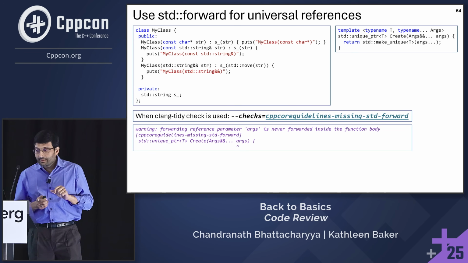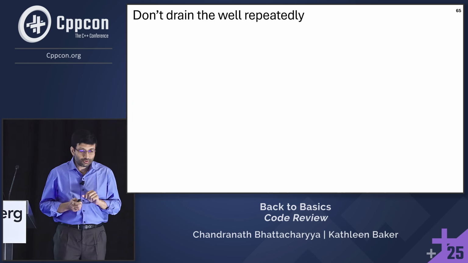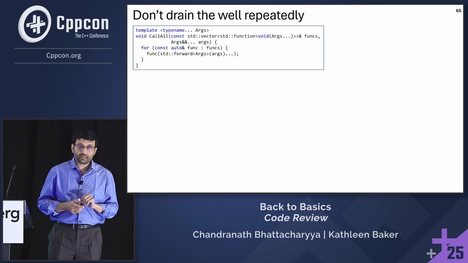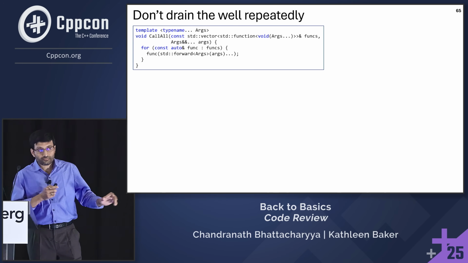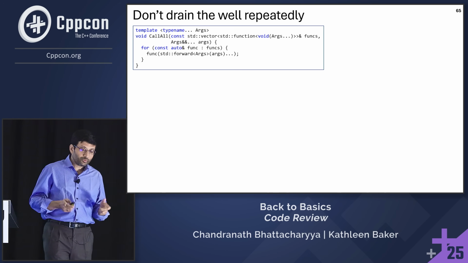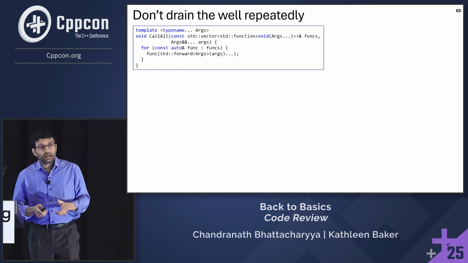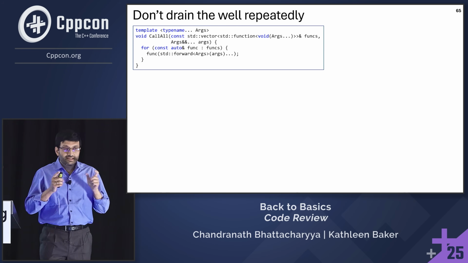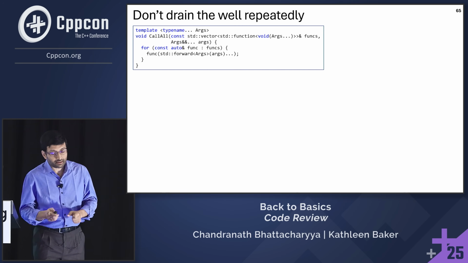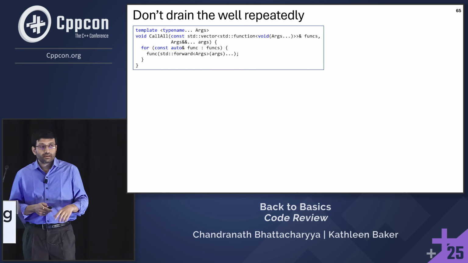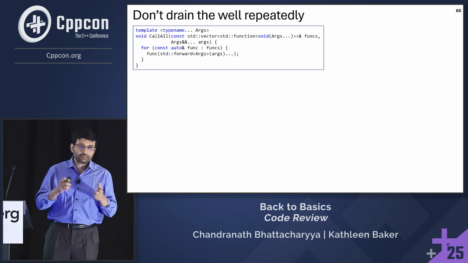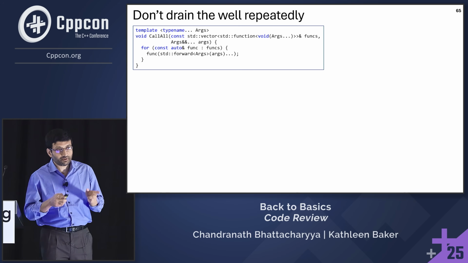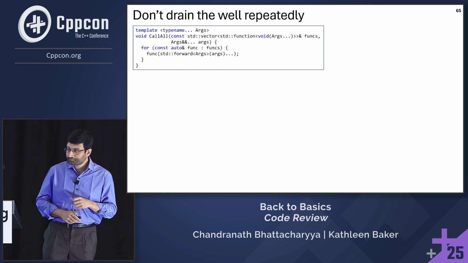Now let's look at a very related scenario, the next, which is don't drain the well repeatedly. Okay, there's a lot of code, let me explain. So you have a function call all. It takes two arguments. The first argument is a vector of functions. Each of the functions returns void and takes a variadic number of arguments. The second argument to call all is a variadic parameter pack. In the body of call all, it runs a for loop on all the functions in the vector, and for each of the functions, just calls that function with the variadic number of arguments with std::forward.